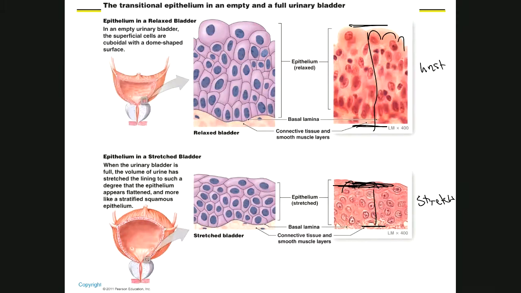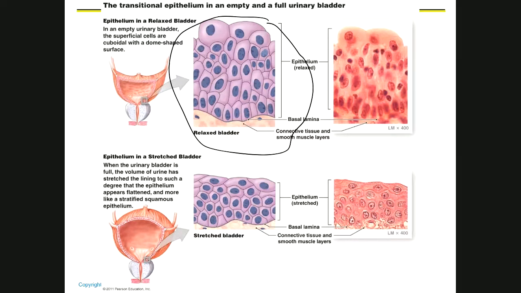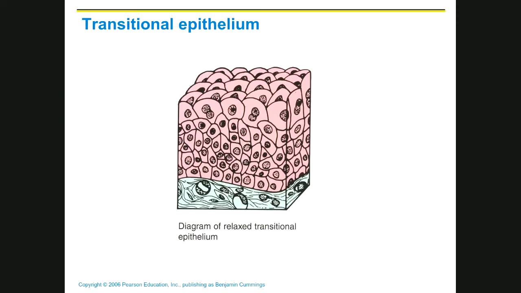So this is a confusing tissue because it changes. To make it less confusing, the only way you're going to see it from me is like this. You're only going to see the unstretched. It's the easiest to identify. It's the one where you see the domes. Nothing else looks like that. It has these domes. So if we look at it here, there you can see the domes very well.